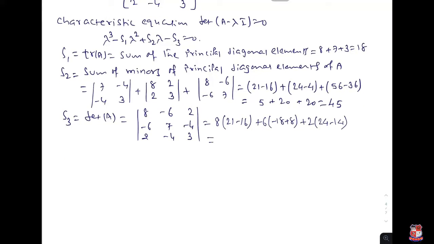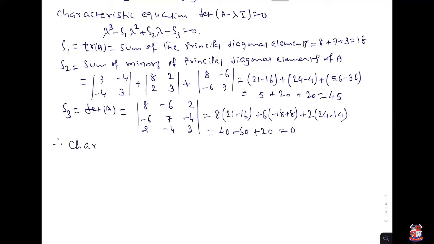And so that is equal to, this is 40, then this is minus 10 and 6, so minus 60, and this is 20, and so this is 0. So the characteristic equation is lambda cube minus s1 lambda square, and s1 is 18, so minus 18 lambda square, then plus s2 lambda, s2 is 45, so plus 45 lambda, and s3 is 0, so this is 0.